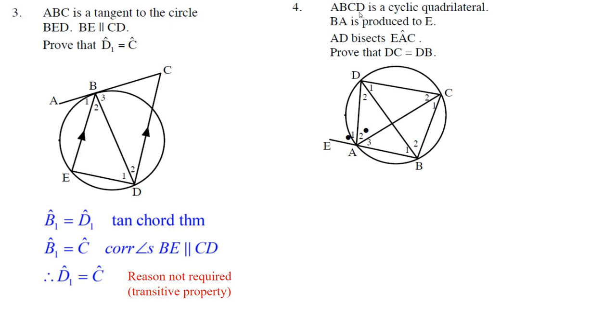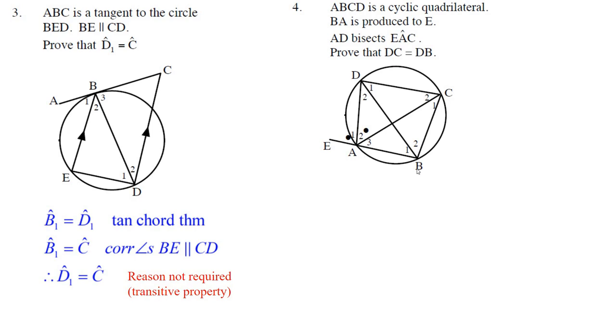Now, ABCD is a cyclic quadrilateral. Okay, so we've got a cyclic quadrilateral. Well, we're told that this bisects these two things here, where these two angles are equal. And we're supposed to prove that DC is equal to DB.